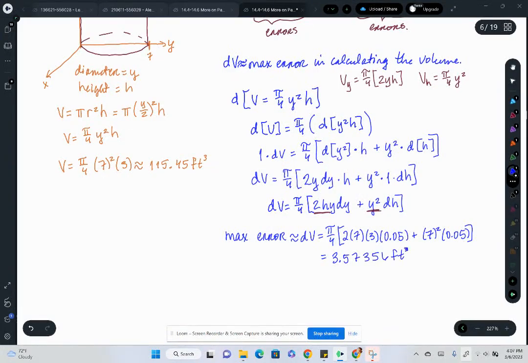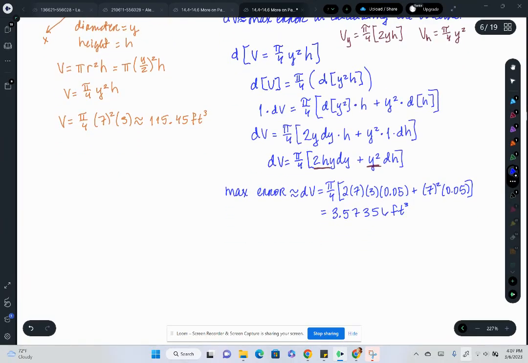I got about 3.57356 cubic feet. Okay, so this was an approximation of the maximum error. And the reason why it's an approximation is because we use the equation of the tangent plane there, in a sense. dz is giving us a measurement on the tangent plane, like what happens if we change those values 7 and 3 by 0.05, right? So this value that we found here is actually a value that is on the tangent plane, not on the surface, that is our volume, okay?